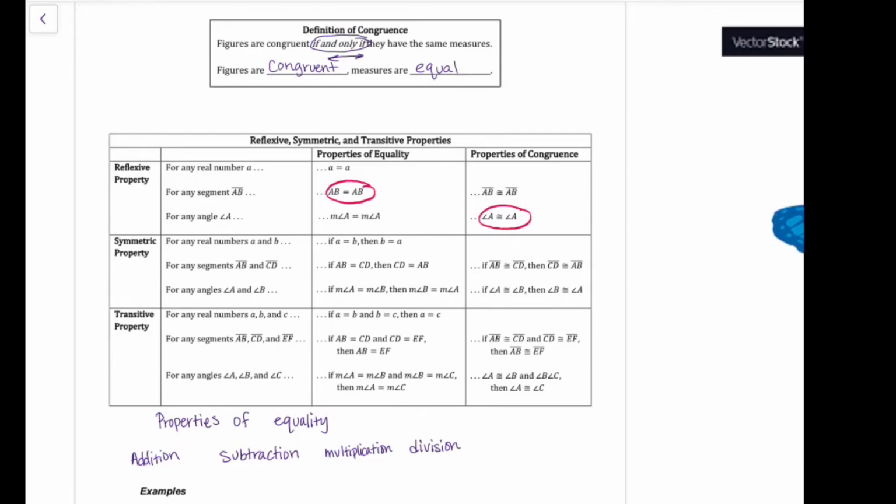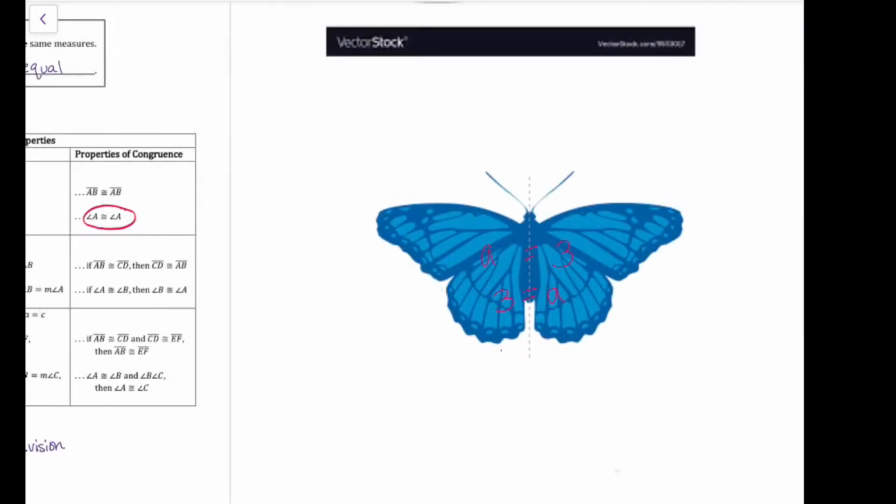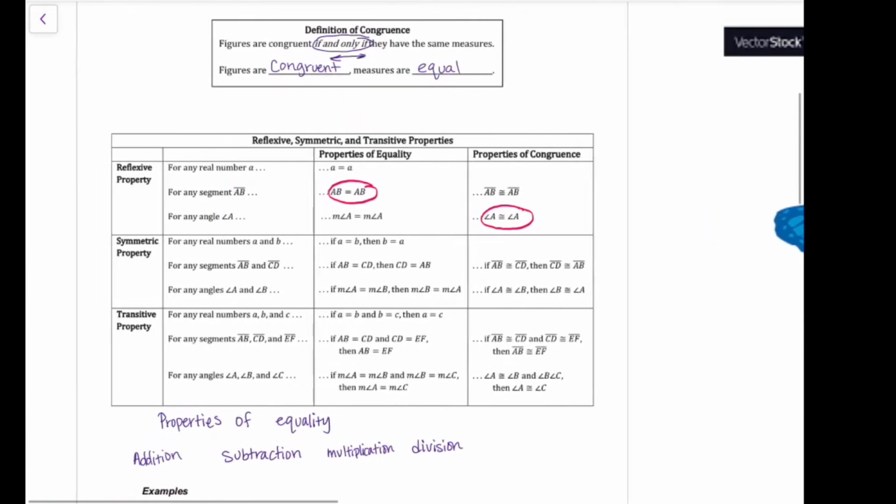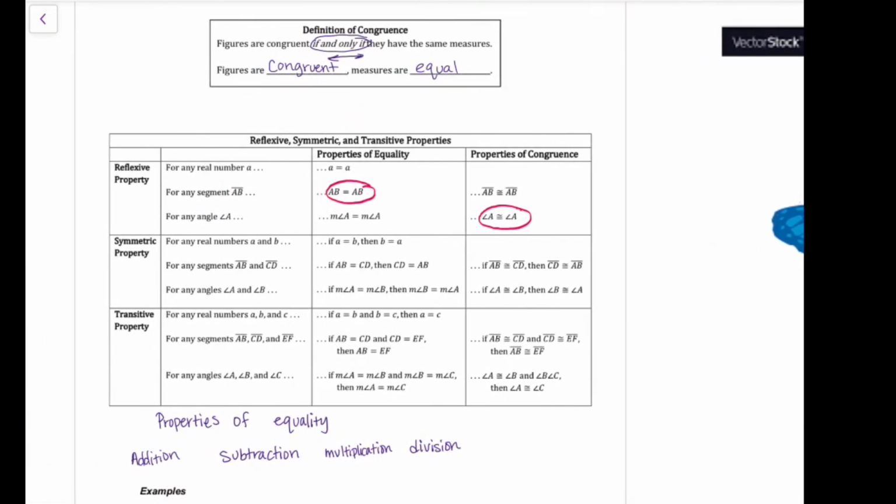Symmetric, we think of the butterfly. If A equals B, then B equals A. So if we look at that butterfly, this side is A, this side is B, we could just flip them around because they are equal. B equals A. Transitive is like the train. A equals B, B equals C, A has to equal C.